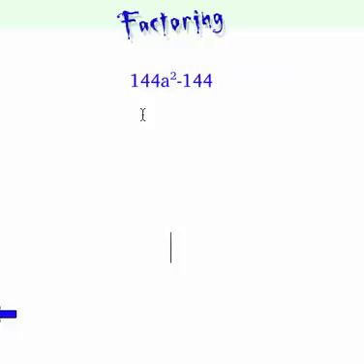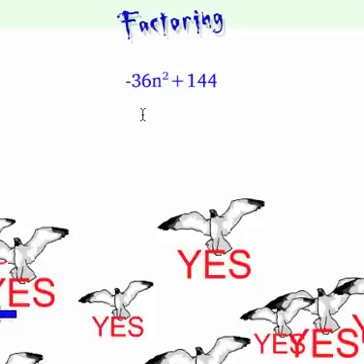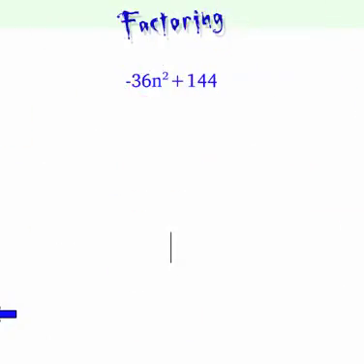Once again, 144 is the common factor, and we're left with a squared minus 1, so we're going to get a plus 1 and a minus 1. All right, what's common here is negative 36 again, and so we're going to be left with n to the power of 2 minus 4. So difference of squares again. So that's n plus 2, n minus 2.